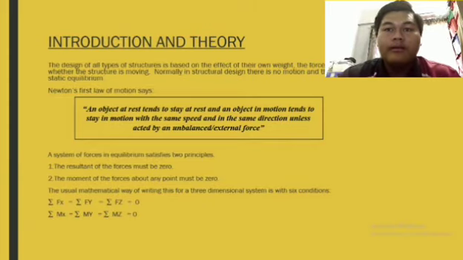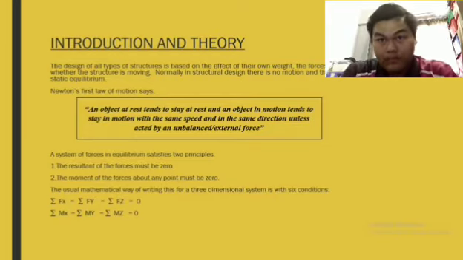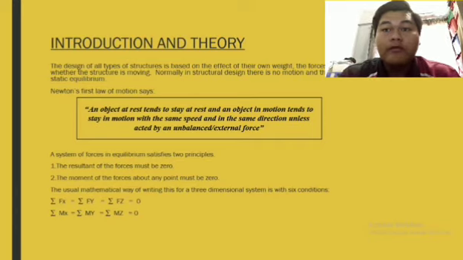Next, a system of force in equilibrium satisfies two principles. First, the resultant of the force must be zero. Second, the moment of the force about any point must be zero. The usual mathematical way of writing this for a three-dimensional system is with six conditions: Fx equal to Fy equal to Fz equal to 0, and then Mx equal to My equal to Mz equal to 0.